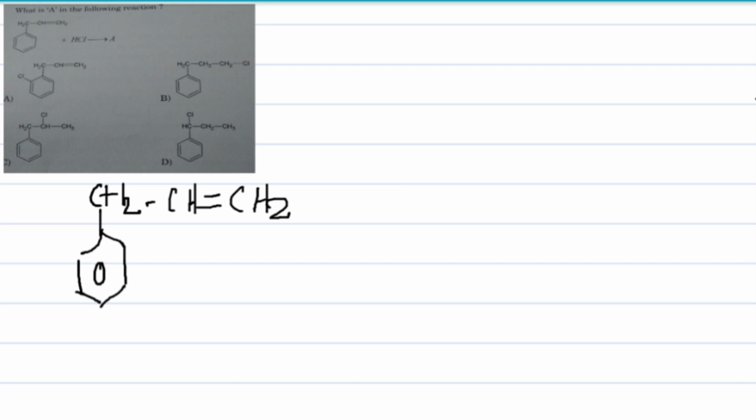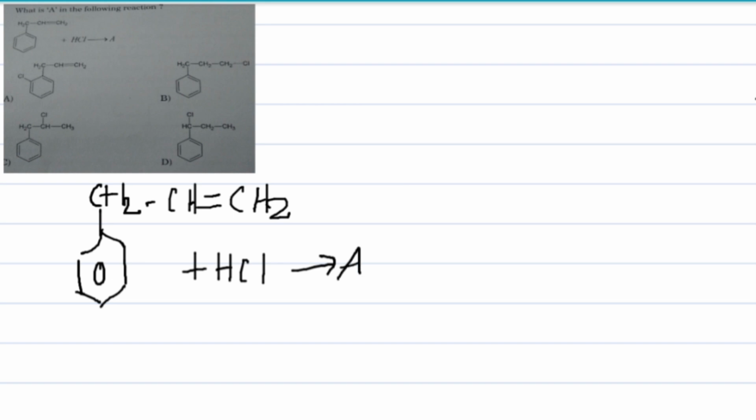So here one of the alkenes is given, and HCl, addition of HCl. What is the product they are asking? So now coming to the given compound, that is the benzene ring, CH2, CH, double bond CH2 they given. So for this add the HCl, then what is the product they are asking. So this is the question.